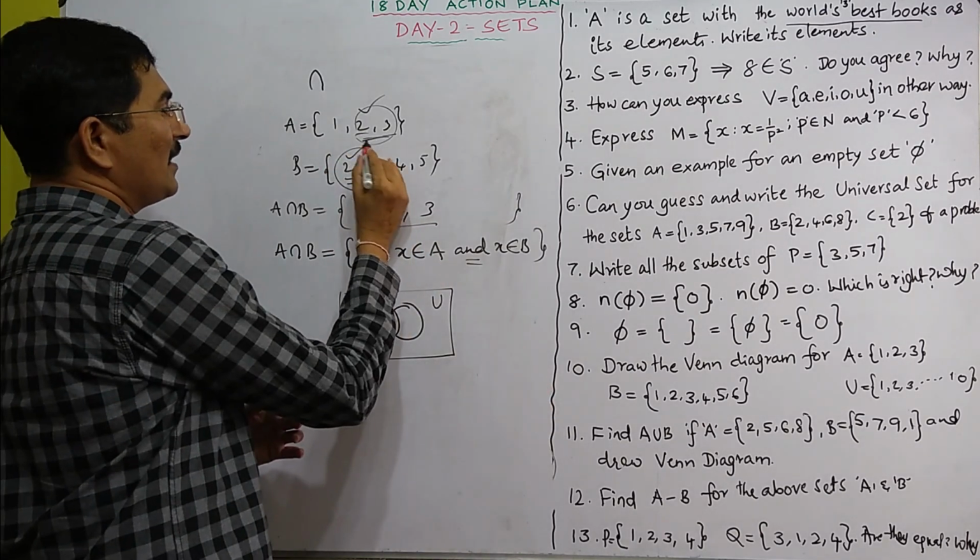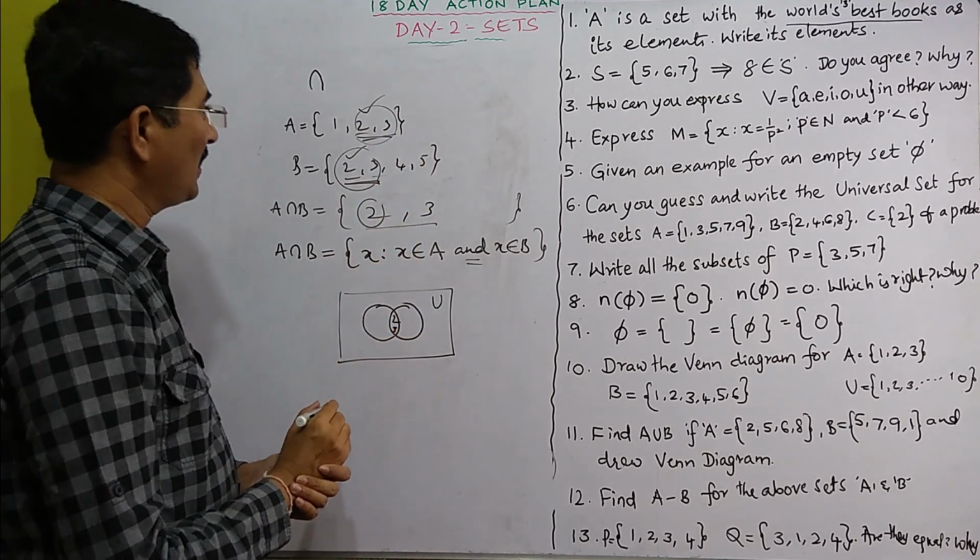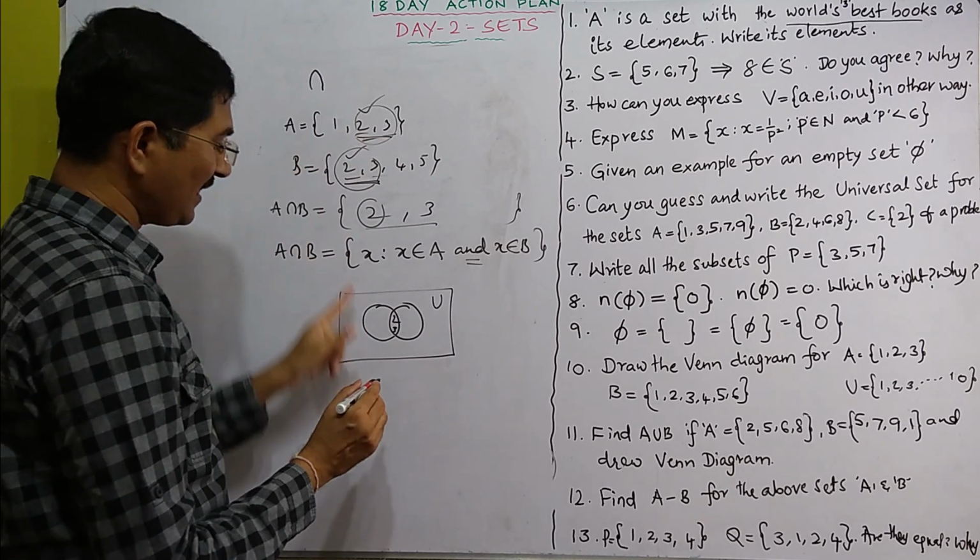Now what are there? The common elements we write first. 2, 3. So 2, 3 we write here. Now 1, 2, 3 are present in A. So 2, 3 are already there.